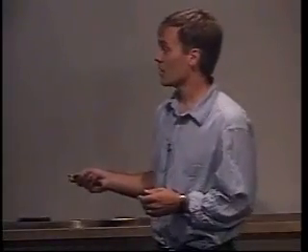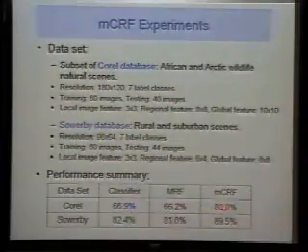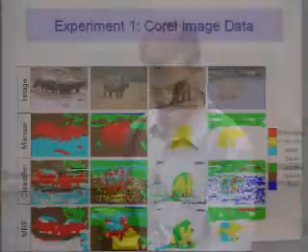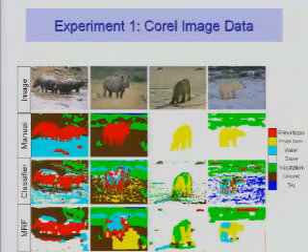And this is our model, the multi-scale one. We actually get a boost up to 80% correct on Corel and almost 90% on Sowerby. So our hidden features are doing more than what you would get just from a straight little MRF.